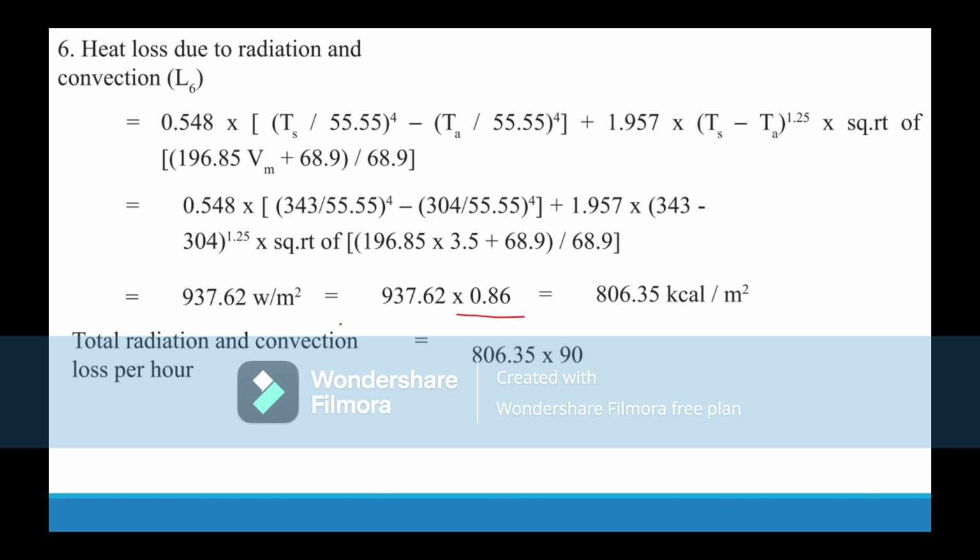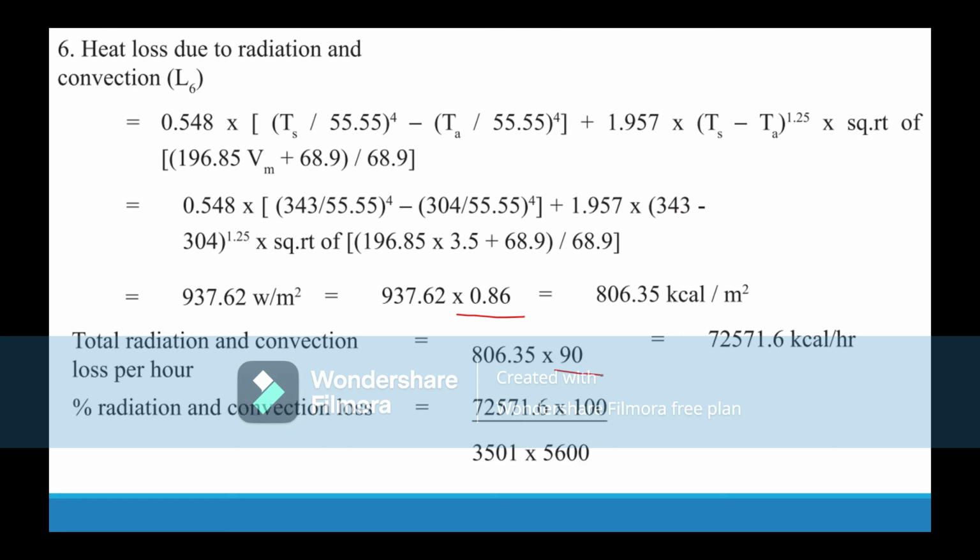The surface area of the boiler is given, therefore multiplied with this value, we can get the total loss of the boiler equal to 7257.6 kilocalorie per hour, which is the radiation loss per hour. Then the loss in terms of percentage is equal to 72571.6 into 100 divided by mass of fuel flow rate into calorific value of fuel. Mass of fuel flow rate is equal to 5600 kilogram per hour, and 3501 is the gross calorific value of the fuel. Then we can get the loss equal to 0.37%.